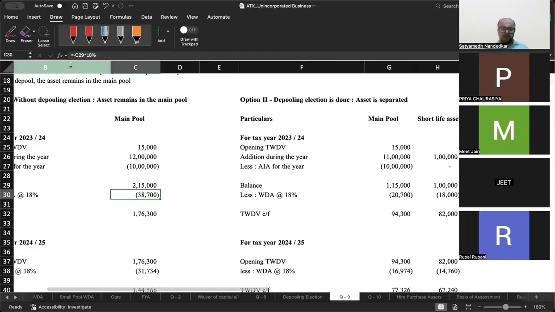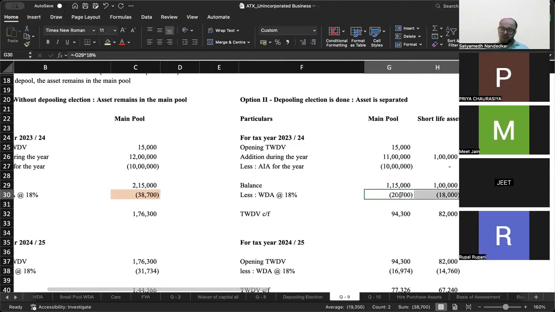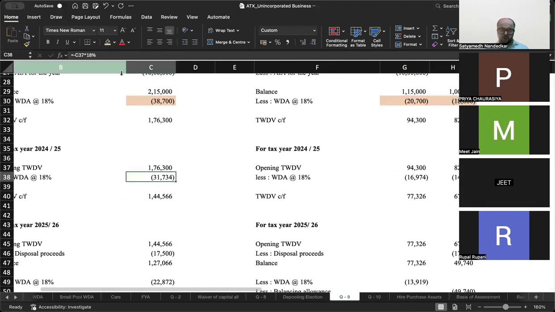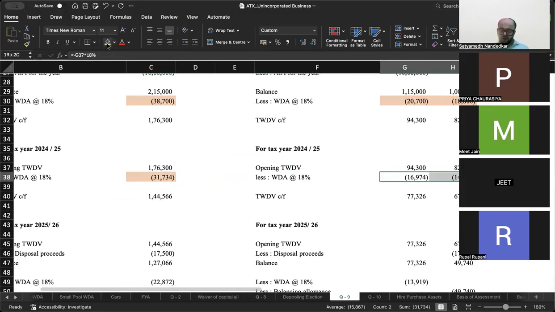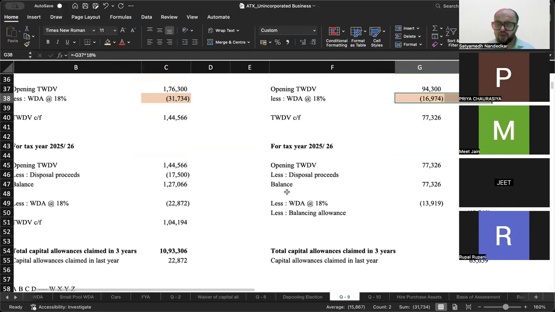ईयर वन में इफ यू ऑब्जर्व, यहाँ पे the capital allowance without the depooling election is 38,700. यहाँ पे also with the depooling election in the year of acquisition, amount of capital allowance is the same. ईयर टू में अगर आप देखो तो 176,300 पे 18%, 31,734. और यहाँ पे again the total amount of capital allowances is 31,734, and we are OK with it. अब लास्ट ईयर में आओ, the year in which the disposal happened. इसका ओपनिंग TWDV 77,326, उस पे 18% WDA निकाला 13,919.